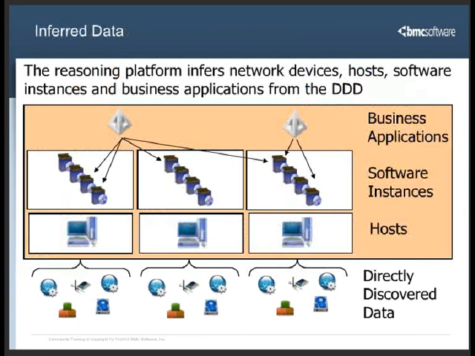At the bottom of this diagram, we have our directly discovered data. As DDD is written into the data store, the reasoning engine uses rules to infer hosts and patterns to infer software instances and business applications. Simply put, the reasoning engine converts data into information in the form of inferred data.